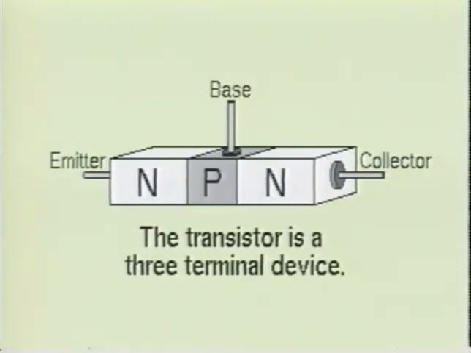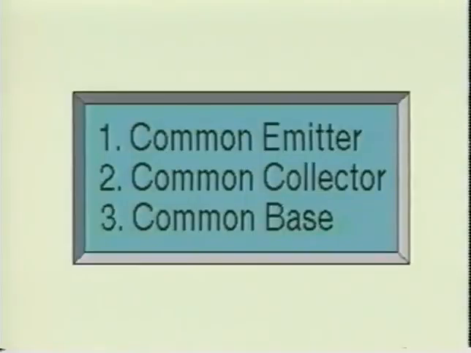Since the transistor is a three-terminal device, one of the terminals must be connected so it is common to both the input and the output of the device. Therefore, the bipolar junction transistor may be connected in a circuit in one of three ways. It may be connected in a common emitter configuration, a common collector configuration, or as a common base configuration. Each of these configurations will have its own circuit characteristics.